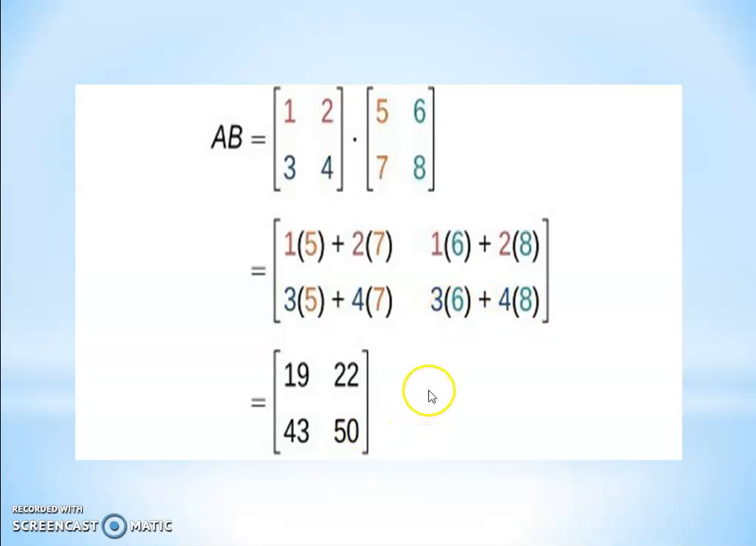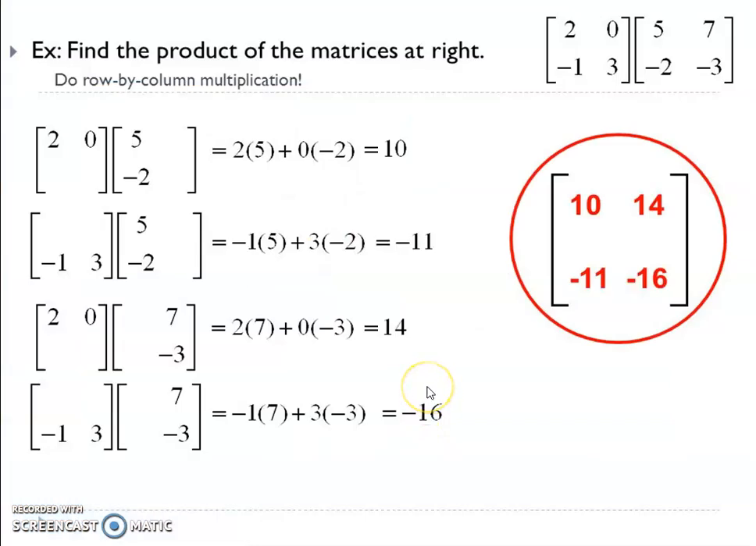So we take an example in a different pattern. How? Let us try. Find the product of the matrices at the right: 2, 0, minus 1, 3 and 5, 7, minus 2, minus 3. First row, first column: 2 into 5, 0 into minus 2. The answer is 5 into 2, 10. Now they gave the second row and the first column: minus 1 into 5, 3 into minus 2, so minus 11.